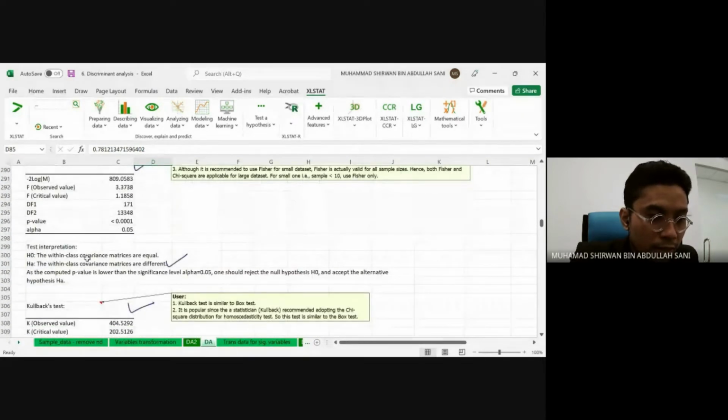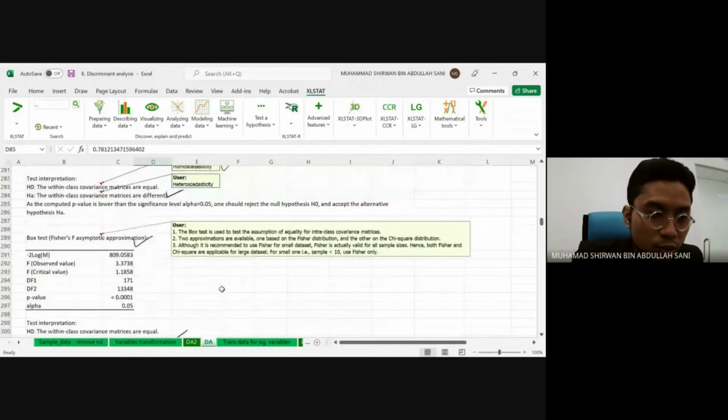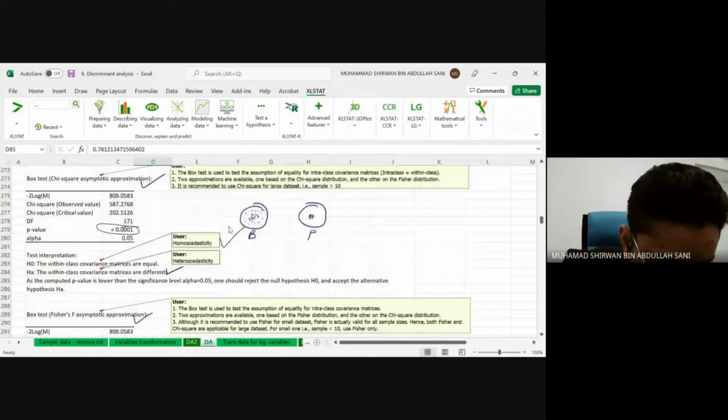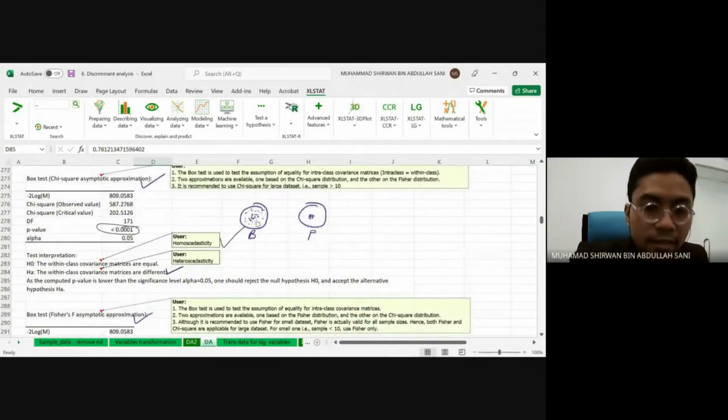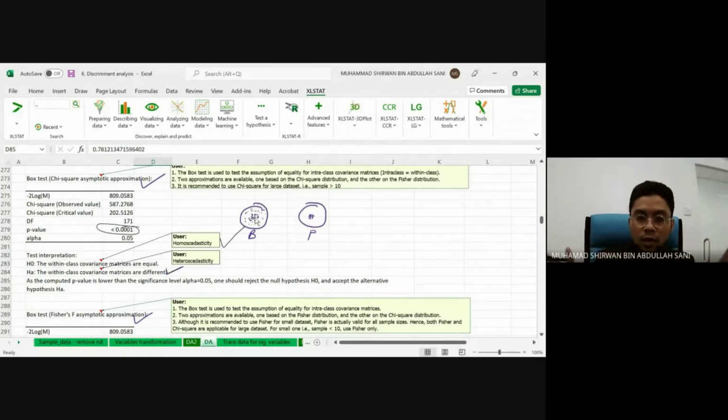Okay, so the null hypothesis and alternative hypothesis are similar. We want to check whether the distribution of the data within the group, as before, is far or close, the variance.